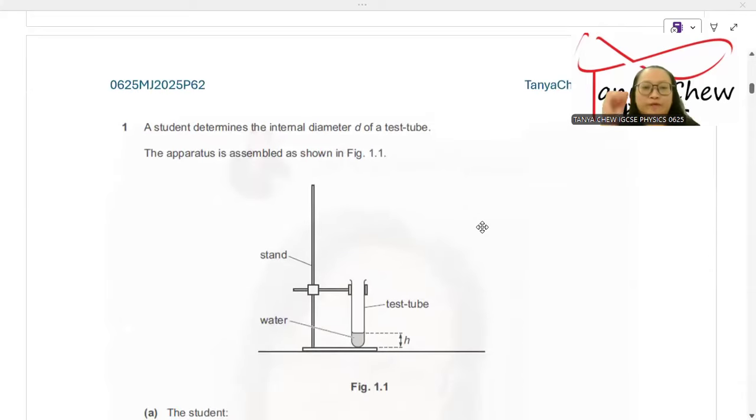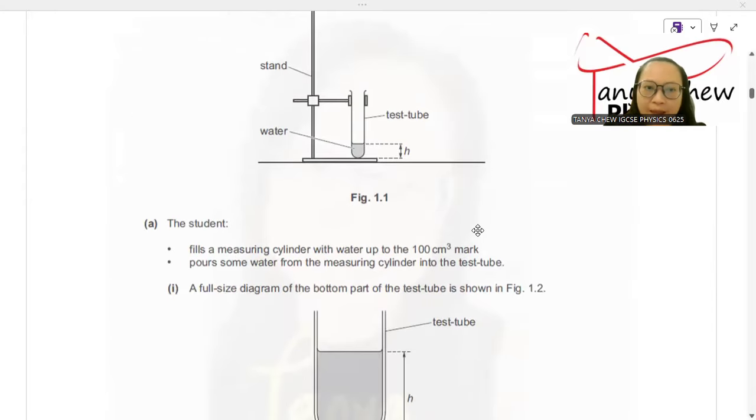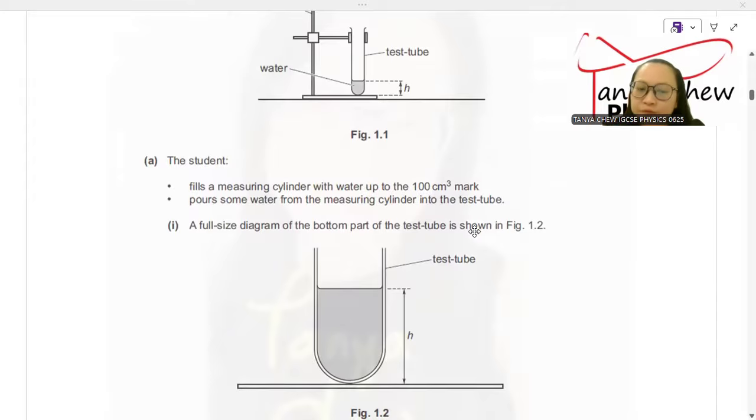Now, let us begin with the first question. A student determines the internal diameter D of a test tube. Apparatus is assembled as shown in Fig 1.1. A. The student fills a measuring cylinder with water up to the 100 cm³ mark and pours some water from the measuring cylinder into the test tube.